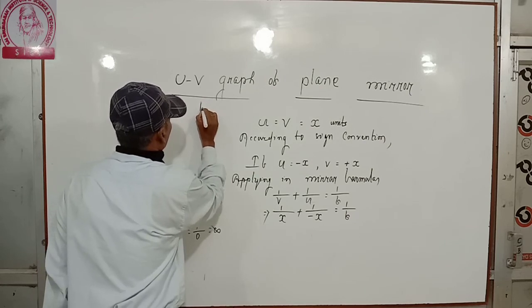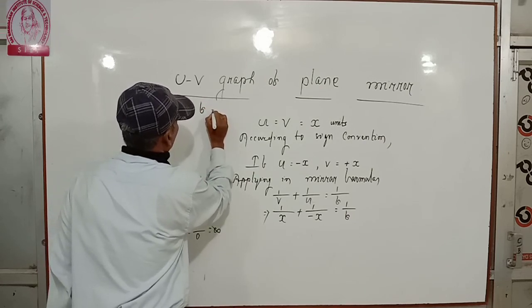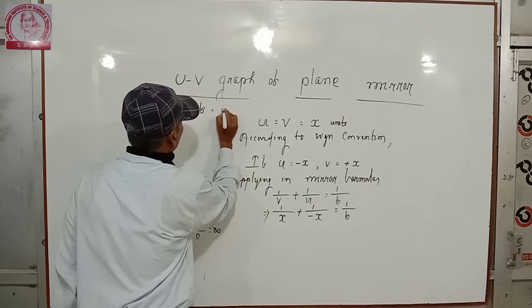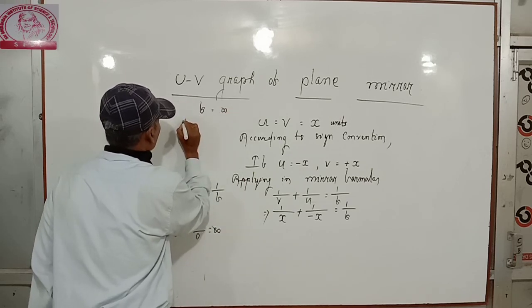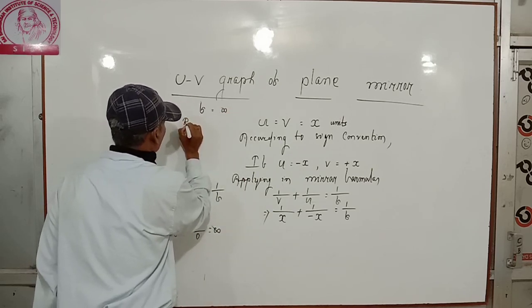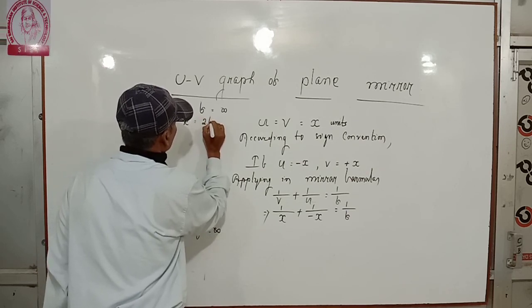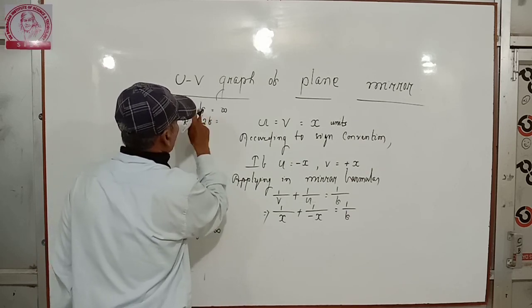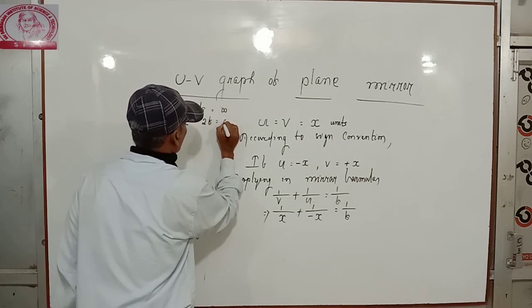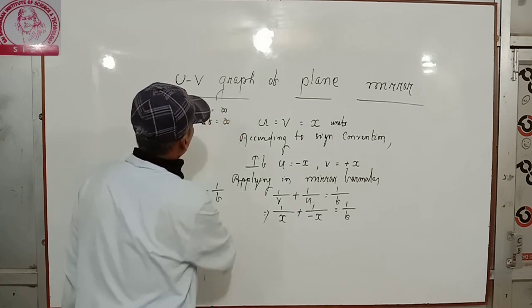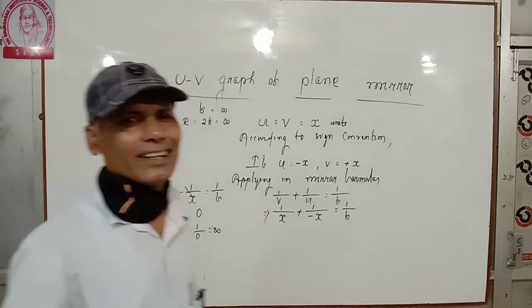So in the case of a plane mirror, the focal length f is equal to infinity. So R, the radius of curvature, is equal to 2f, which is 2 times infinity. That means it is also infinity. Okay, all the best.